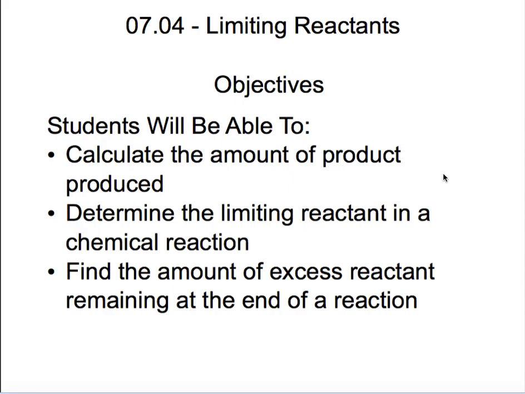Thank you for joining me again today as we continue and kind of wrap up our discussion on stoichiometry. Today we're talking limiting reactants. Up until now, if we have one substance that reacts, how much can we make for a product in the end? But what if we have two substances?